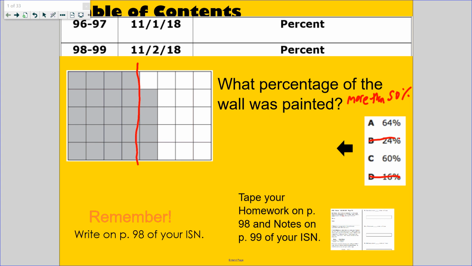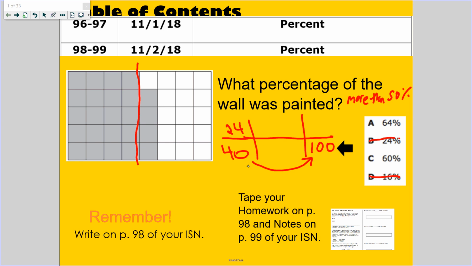Well, let's count out how many tiles were shaded or painted. 5, 10, 15, 20, 24. Out of 5, 10, 15, 20, 25, 30, 35, 40. So how can I build this to a percent? Again, a percent means per 100. So how do I build this to 100? Can 40 be built into 100? It's not really that compatible, is it?